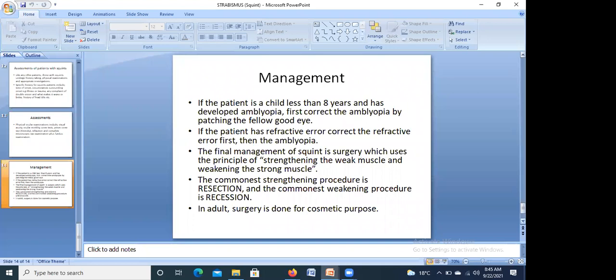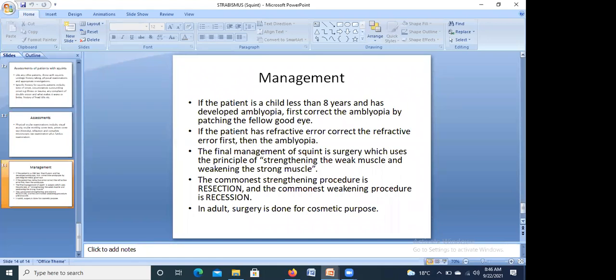And if the patient also has a refractive error, you first correct the refractive error and then you do the patching. It is very important that you first correct the refractive error before you even patch for amblyopia. So you put the glasses on, then you begin patching the fellow good eye. And finally, if all those do not correct the squinting eye, then the final management is surgery.